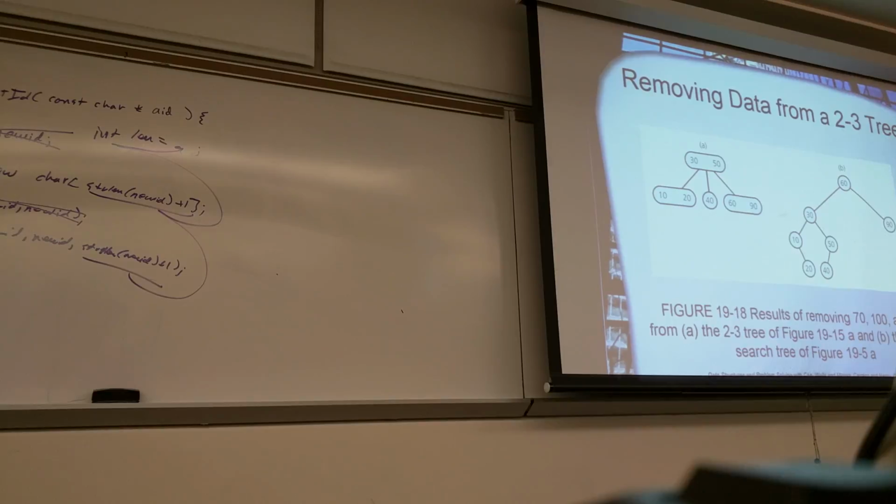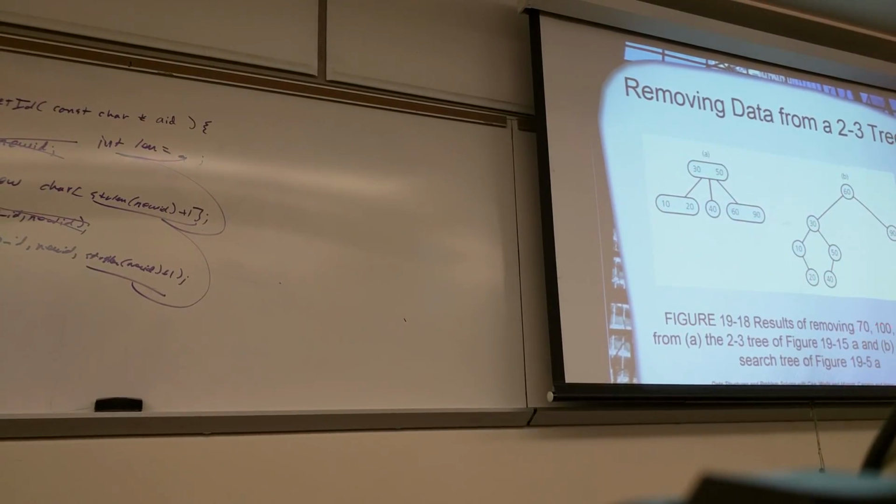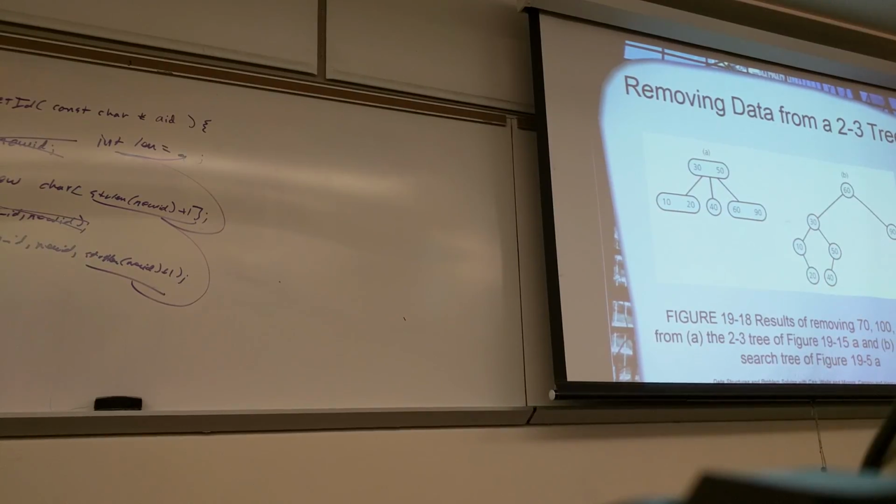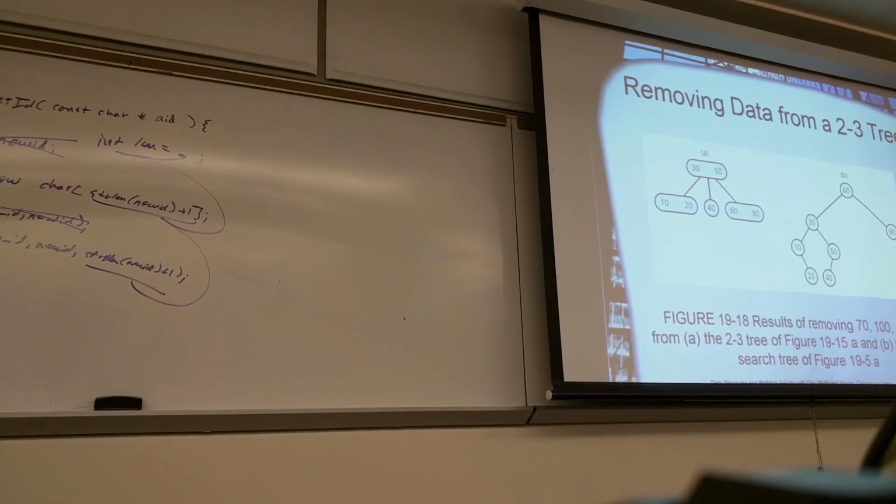So this is what we end up with when we remove 70, 180 from the 2-3 tree. It's still balanced. This is what we get when we remove it from the binary search tree. Is this balanced? No, it doesn't even look pretty. Technically it's not balanced because I have a path of height 2 and a path of height 4. 4 minus 2 is greater than 1. So the technical definition of this is also not balanced. So I'm in a better position over here. I'm going to maintain my balance.